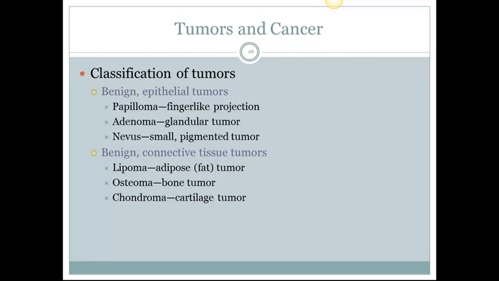Some different classes of tumors. So we have benign epithelial tumors. A papilloma is a finger-like projection. Adenoma is a gland-type tumor, and a nevus is a small pigmented tumor. Benign connective tissue tumors are lipomas, or fat tumors, osteomas, which are bone tumors, and chondromas, which are cartilage-type tumors. Usually benign tumors are encapsulated and usually are very slow growing.